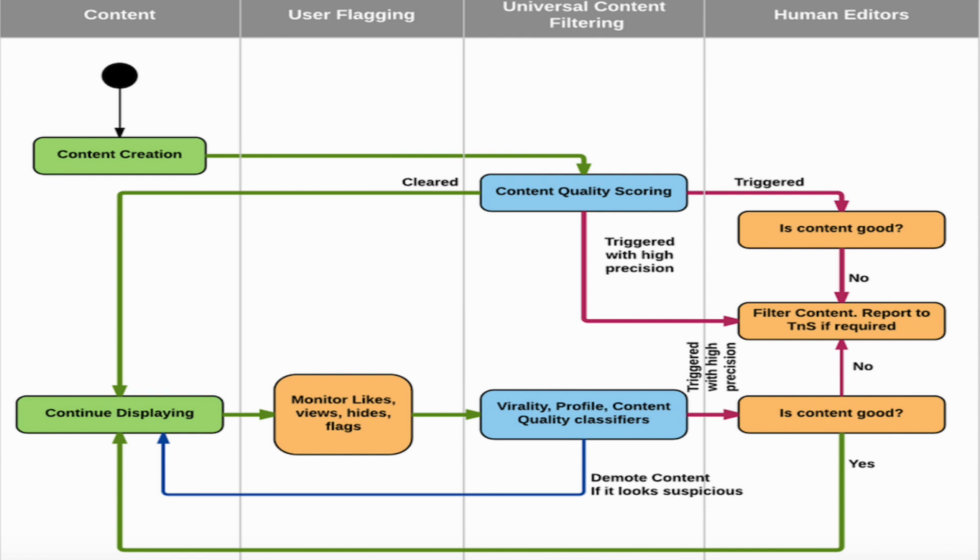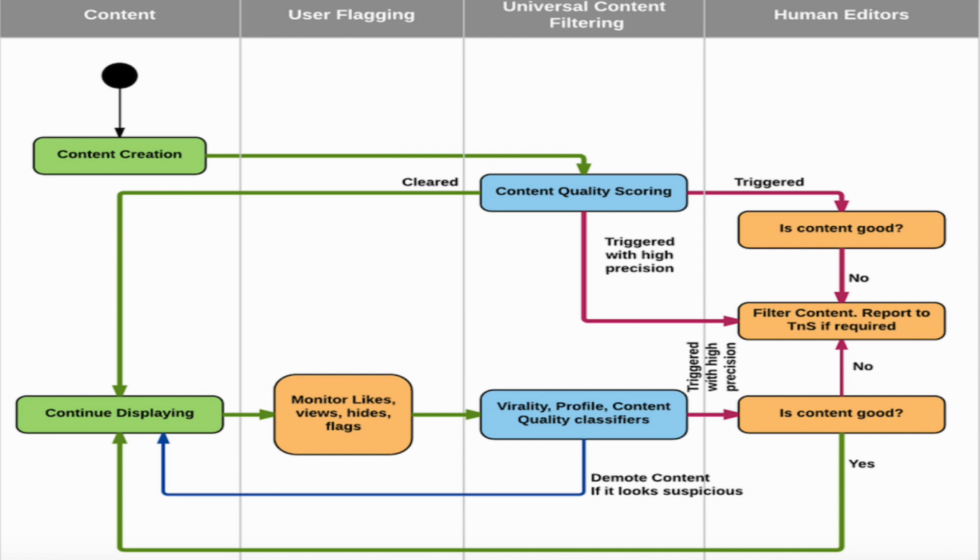If no, it will go up to the filter content, report to TNS if required. So this is basically, I think you can even get fined for content like this, you can get your account banned. That's basically a serious next level kind of thing. And also to get to this stage, if at the start when you post your content, it fails the content quality scoring section, it will also go to a human which says, is the content good? If no, it goes to the same place with the TNS, filtered content, report, etc.